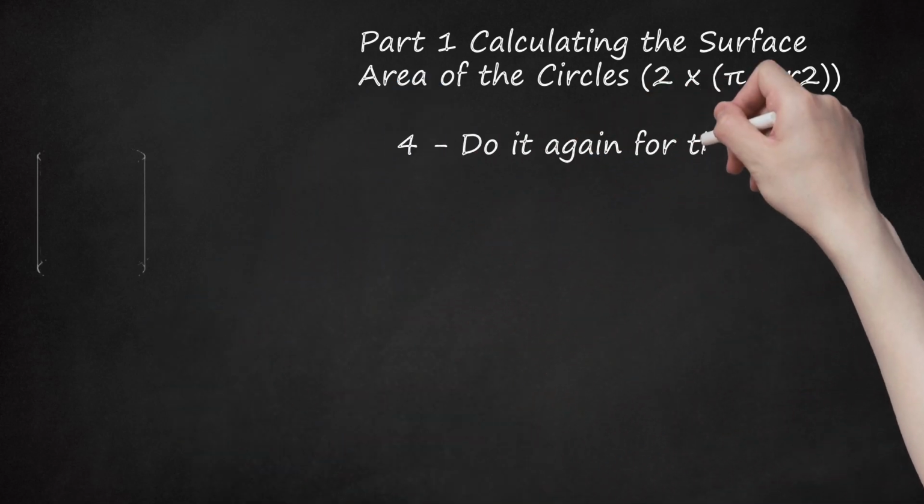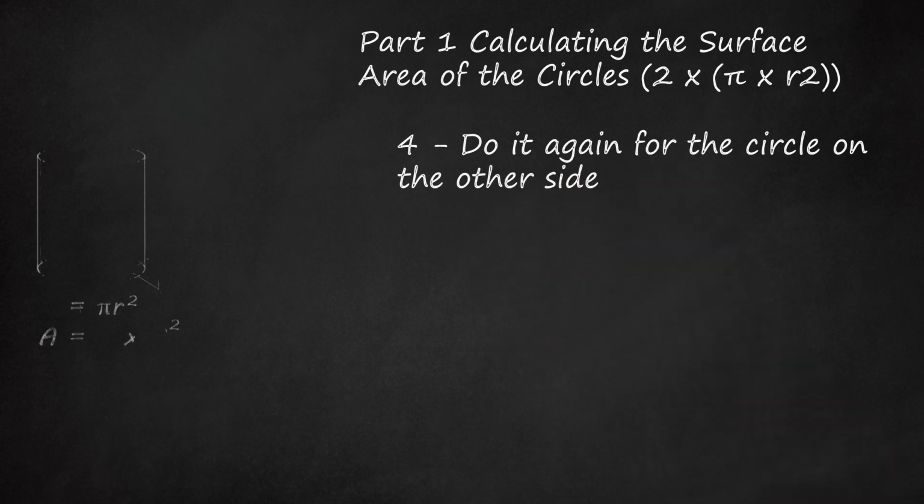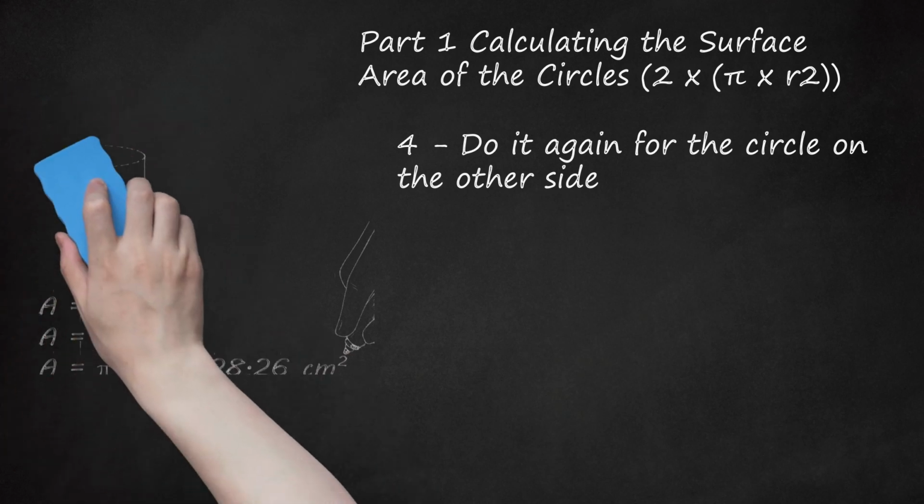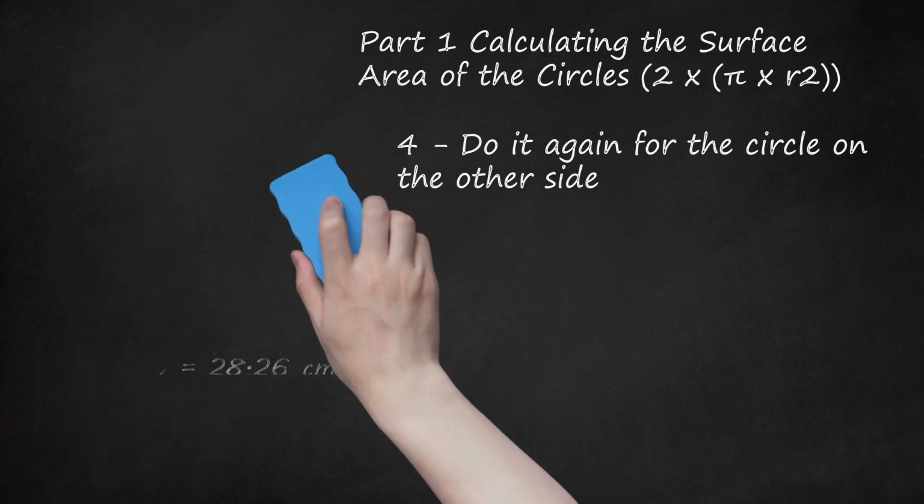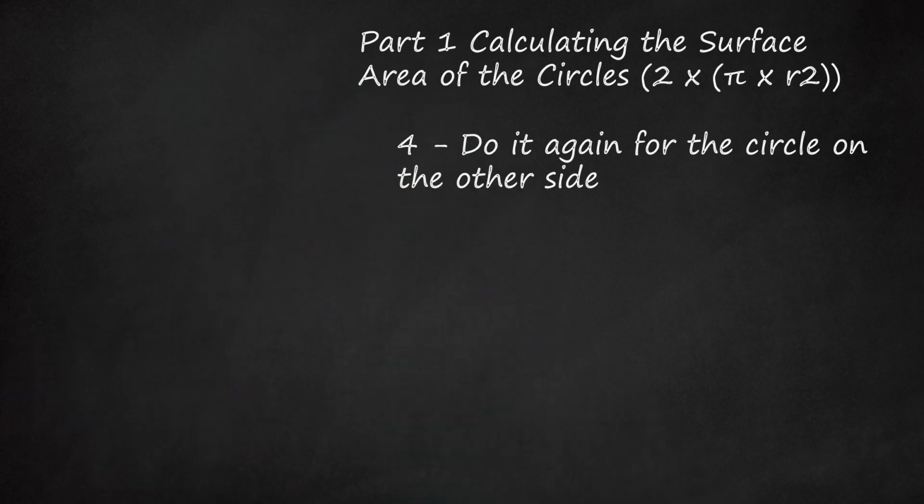4. Do it again for the circle on the other side. Now that you have solved for the area of one base, you have to take into account the area of the second base. You can follow the same steps as you did with the first base, or you can recognize that the bases are identical. You can skip using the area equation a second time for the second base if you understand this.